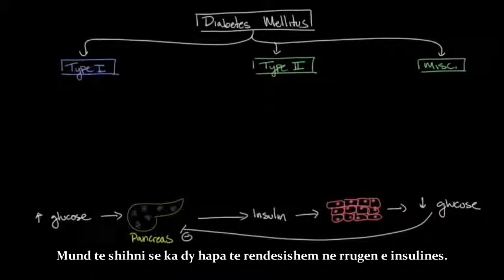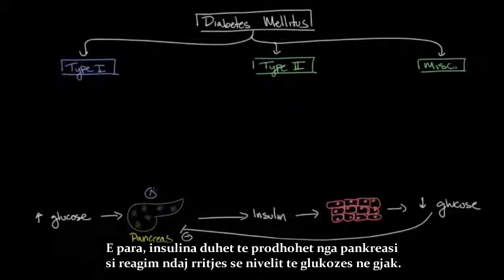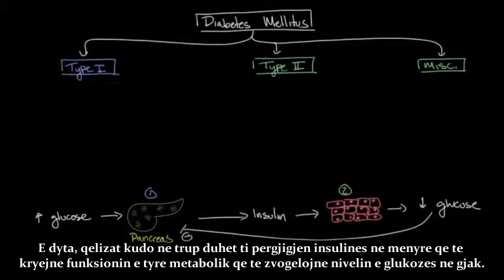So you can see that there are two major steps in this insulin pathway. First, insulin must be secreted by the pancreas in response to this increasing blood glucose level. And second, the cells throughout the body must respond to the insulin in order to carry out its metabolic functions in order to lower the glucose levels.